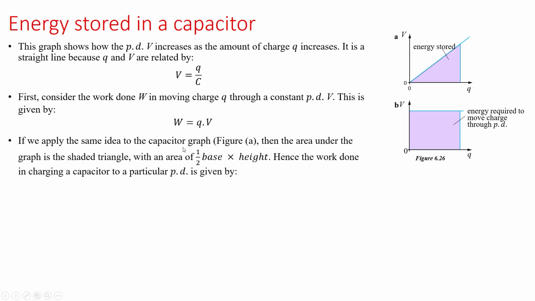If we apply the same idea to the capacitor graph, then the area under the graph is a right angle triangle. This area in the graph is actually a right angle triangle. And we know that the area of a right angle triangle is equal to 1/2 into base into height.